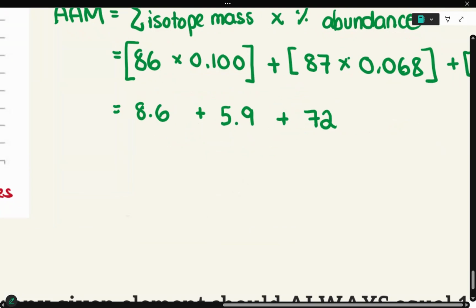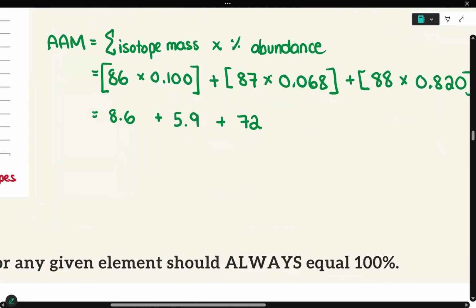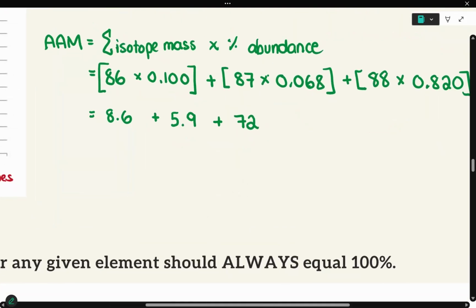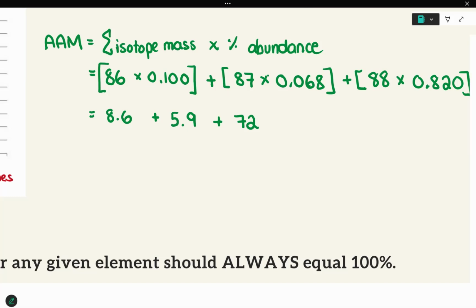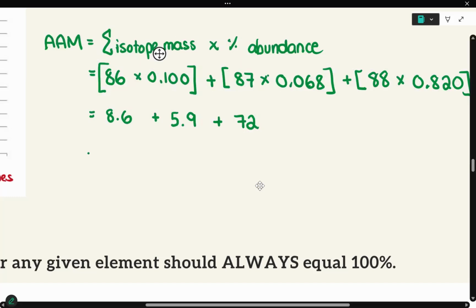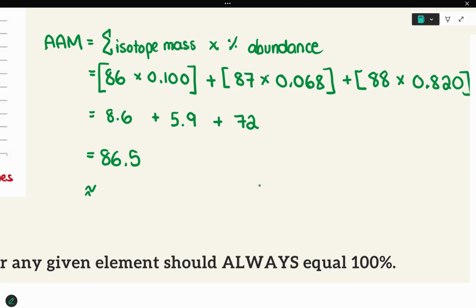Okay? So when we multiply, we took the lowest number of sig figs, which was 2 in each of those from the 86, 87, and 88. And when we add, we take the lowest number of decimal places, which is the whole number. So when we add this together, we're going to do 72 plus 5.9 plus 8.6, and even though the answer ends up being 86.5, because you have to round it to the nearest whole number, your final answer is 87 AMU.